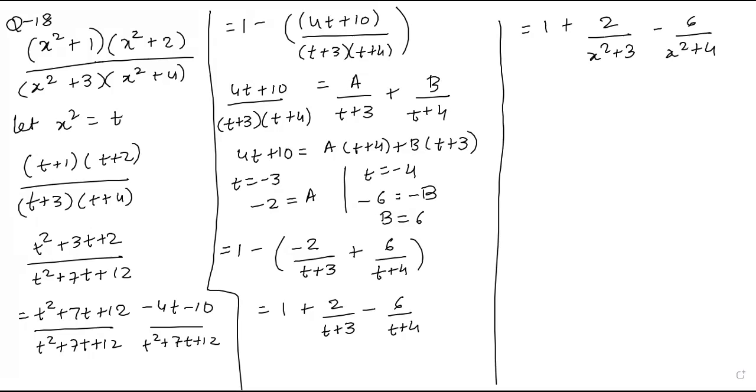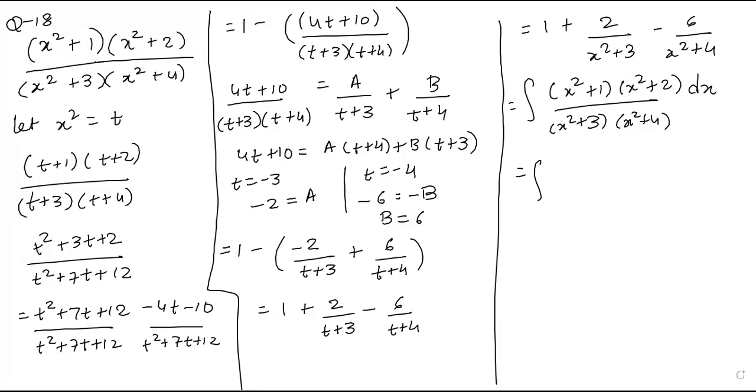As you can see that this is the simplification of this. So integration x square plus 1, x square plus 2 upon x square plus 3, x square plus 4 dx. So I can replace the value of this, which I have found out, as 1 plus 2 upon x square plus 3 minus 6 upon x square plus 4 dx.